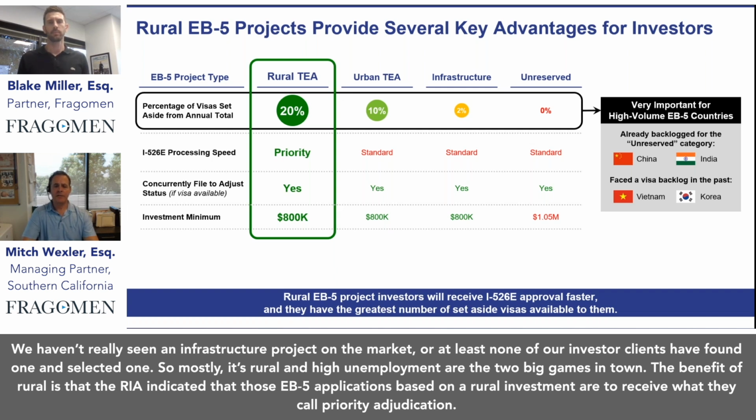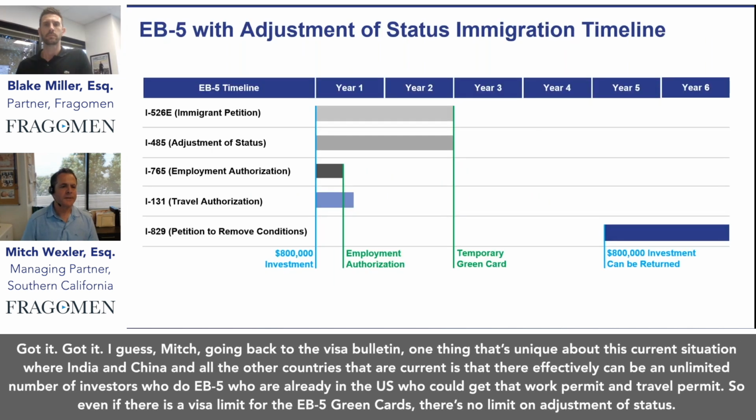The benefit of rural is that the RIA indicated that EB-5 applications based on a rural investment are to receive what they call priority adjudication. Got it.